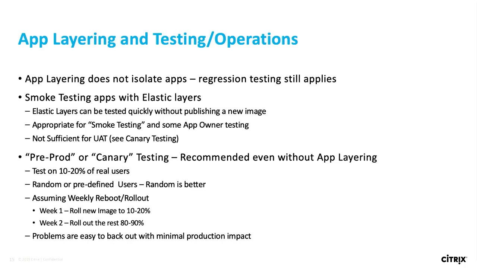The problem is in app layering, we don't capture what a process is doing. We capture everything that happens on the packaging machine when it happens. Sometimes you get stuff you didn't intend to get and things don't work. So you have to test. You always have to test no matter how small the difference is.